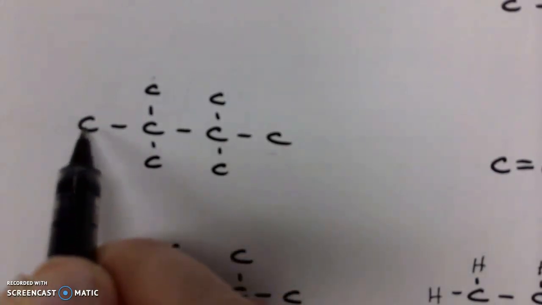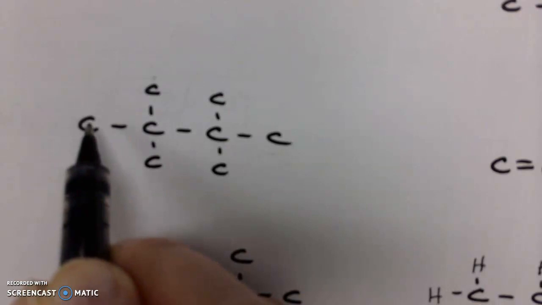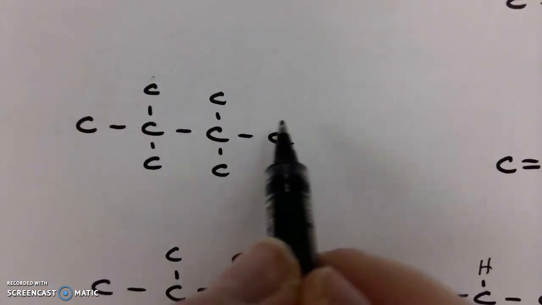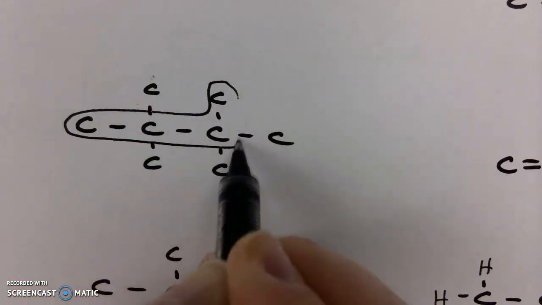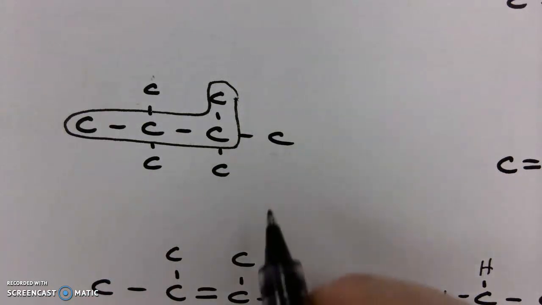So the first thing we have to do is count the longest chain possible. Without picking up my pen, what is the longest carbon chain? Here I have 4. If I curve it, it's still 4. If I go from right to left, curve it, it's 4. So it looks like no matter how I go, I've got 4. For this one, I'm going to show that it doesn't matter if I curve it or not, as long as I don't pick up my pen or pencil. So 4 is my longest one.